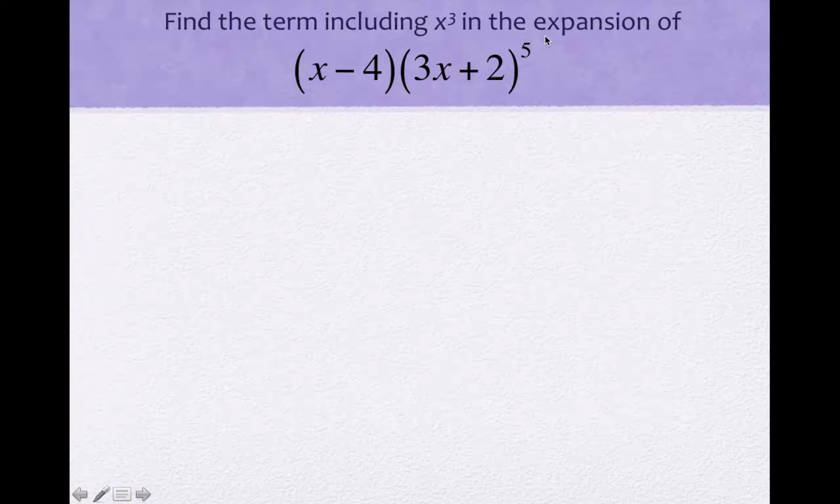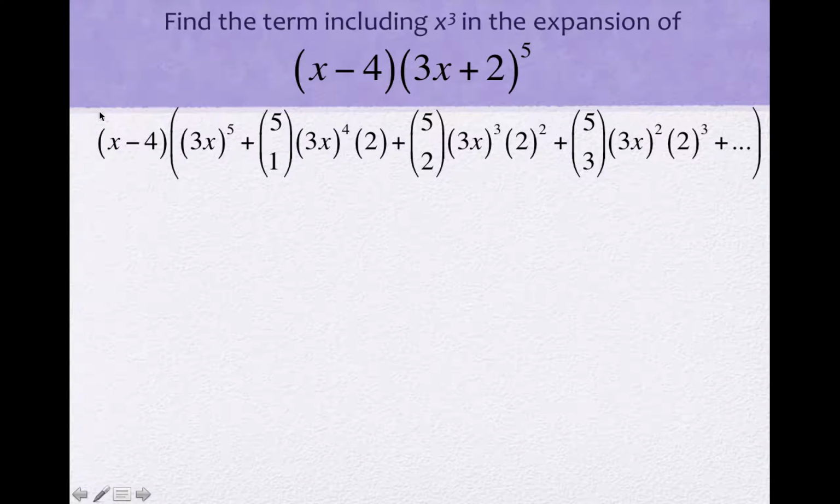And I can use the binomial expansion theorem and say my a to the fifth plus 5 choose 1 a to the fourth times b plus 5 choose 2 times a to the third b squared, and so on, and have my expansion here as such. Notice I'm leaving my x minus 4 outside and saying just expand this guy first. So I have (3x). Notice the parentheses. I do need these because this means 3 to the fifth times x to the fifth. This is 3 to the fifth x to the fifth, not 3x to the fifth.